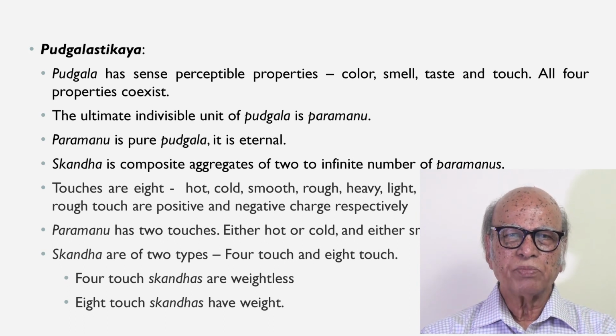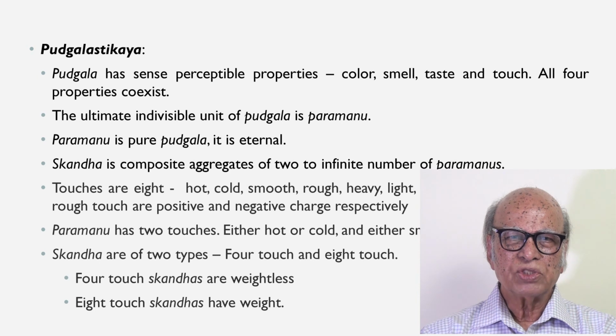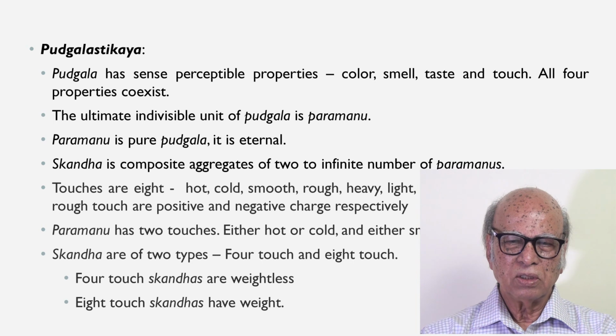Pudgal is sense perceptible. So whatever things we see in this world with our eyes or sense is Pudgal. We see only Pudgal and nothing else. The other 5 substances are not visible. The only substance which is visible is Pudgal, and it is sense perceptible in the sense that you can see it, smell it, taste it, hear it, and touch and feel it.